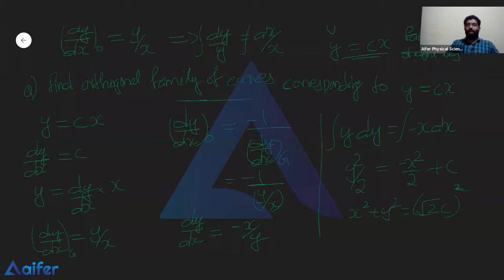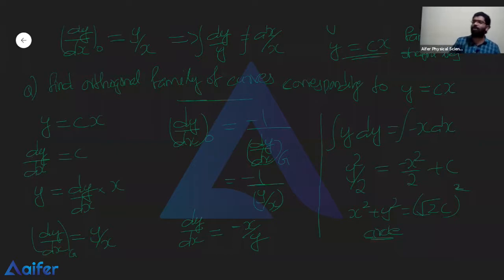So the orthogonal family, this represents a circle. So if you have some straight line, the corresponding orthogonal family is a circle. In the previous problem you have seen, if you have some circle, the corresponding orthogonal family will be a straight line. Never mind this constant.